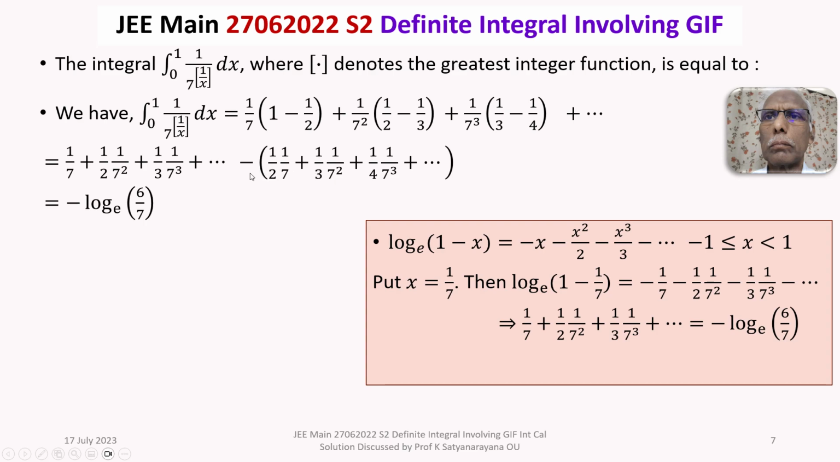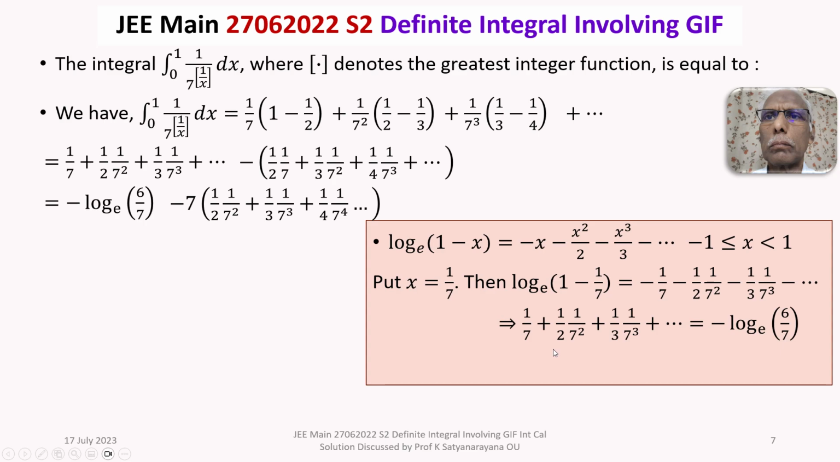Now look at this one, it's also looking something related to logarithm of 1 minus x only. So we multiply and divide by 7. So I'll write minus 7 into 1 by 2 into 1 by 7 square plus 1 by 3 into 1 by 7 cube plus 1 by 4 into 1 by 7 to the power of 4. So this is a truncated portion of this logarithm. What is written in the bracket is the same as this except for 1 by 7.